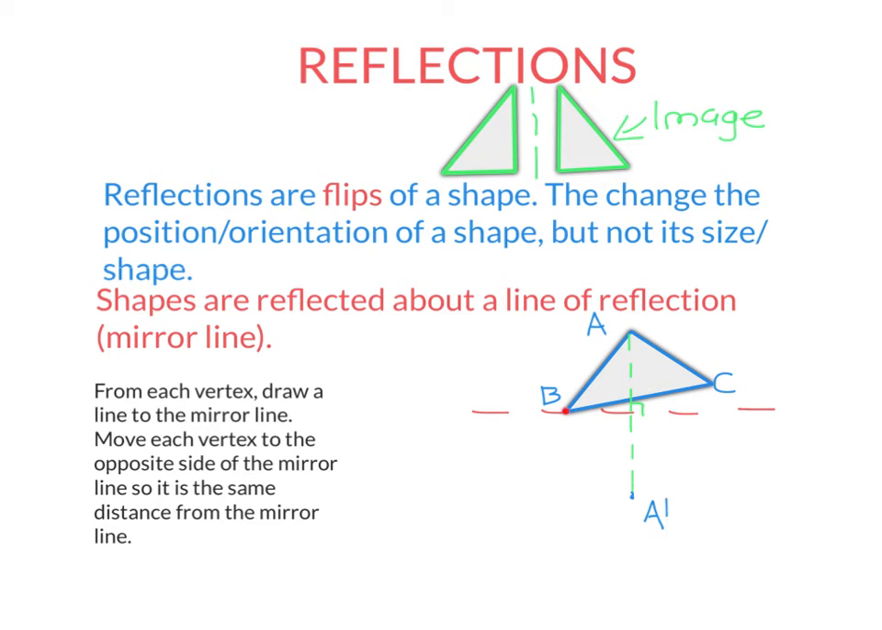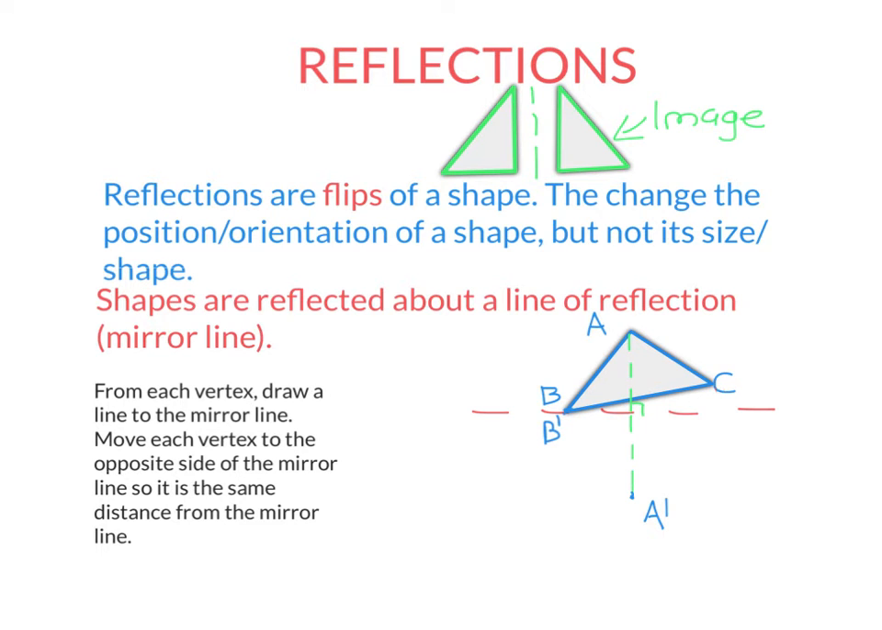Now, what about vertex B? Well, vertex B is on the mirror line. Remember I said all of the points on the mirror line are fixed. They don't move. So vertex B dash would actually be here as well. When we reflect this shape, vertex B would not move. B dash would still be here.